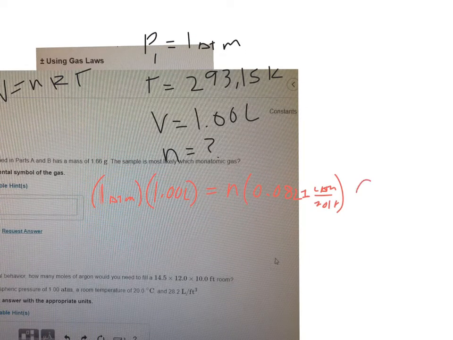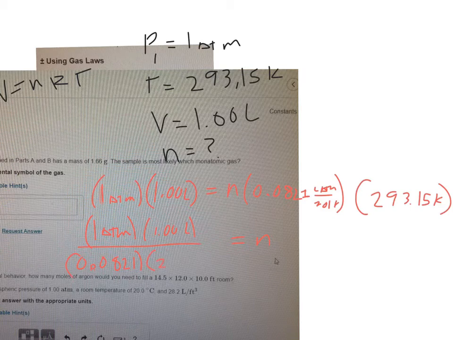Times 293.15 Kelvin. Well, we have to get n by itself. Divided by 293.15 equals 0.0415 moles.